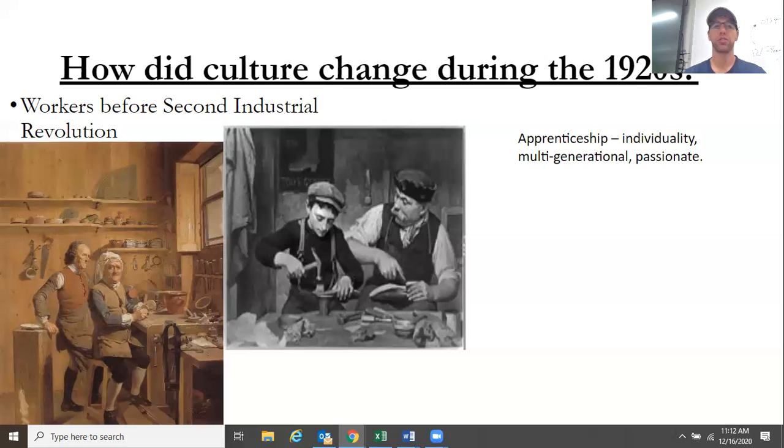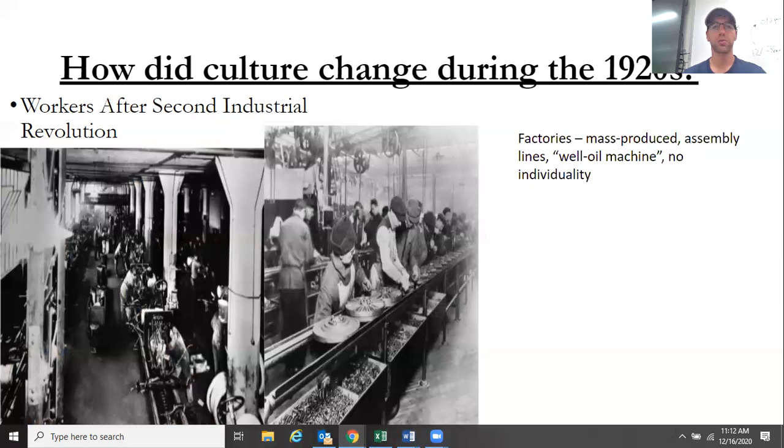It's multi-generational. It's part of your family. That was before the 1920s. Well, after the 1920s, we know that the assembly line is going to become very popular because of Henry Ford. So because of that, all of these people are going to go out of business, and you're not going to make shoes anymore in a house by yourself that your father also worked in.